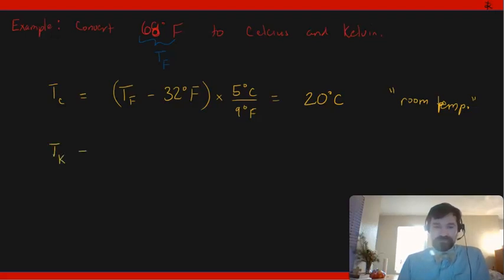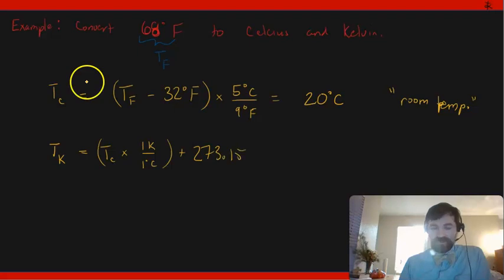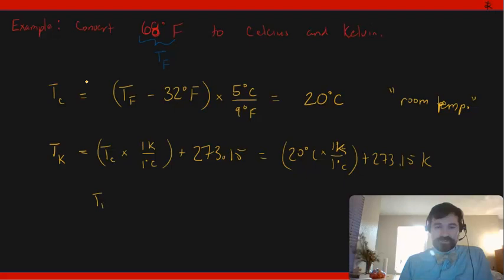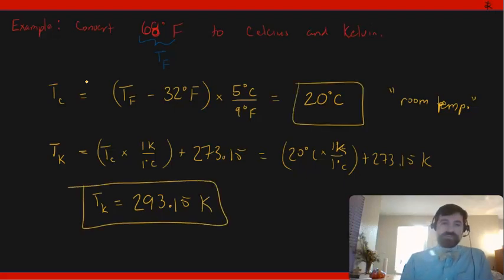To get into Kelvin, you use the temperature in Celsius, you multiply by 1 Kelvin per 1 degree Celsius, you add to it another 273.15. So we have 20 degrees C times 1 Kelvin per 1 degree C. We add 273.15 Kelvin. We get a temperature in Kelvin of 293.15 Kelvin. So those are the answers to this basic example.